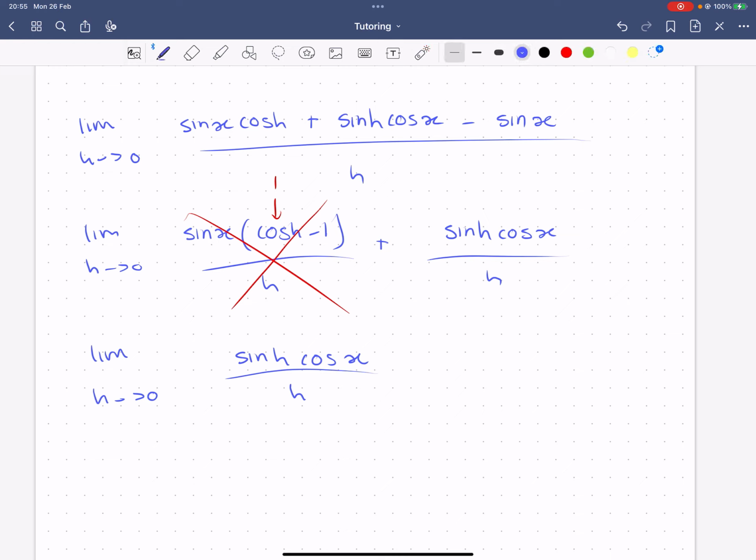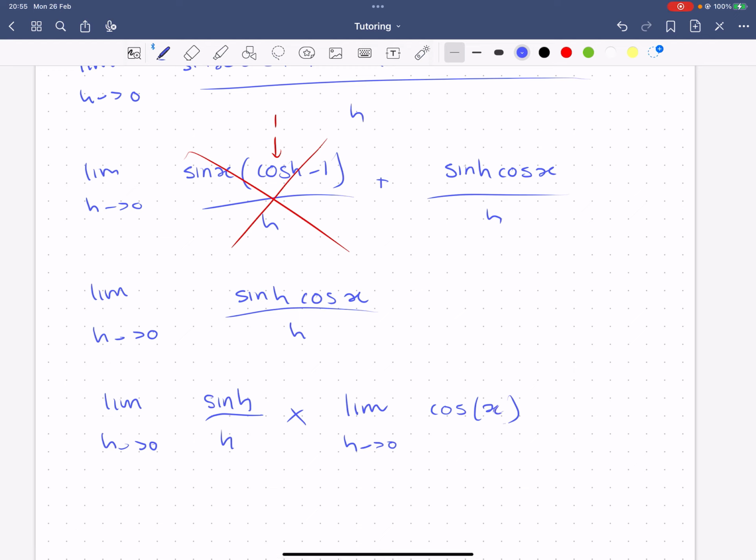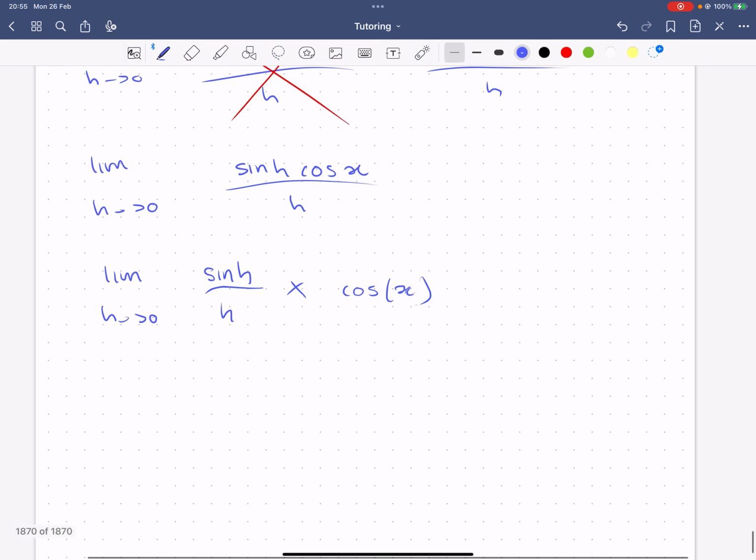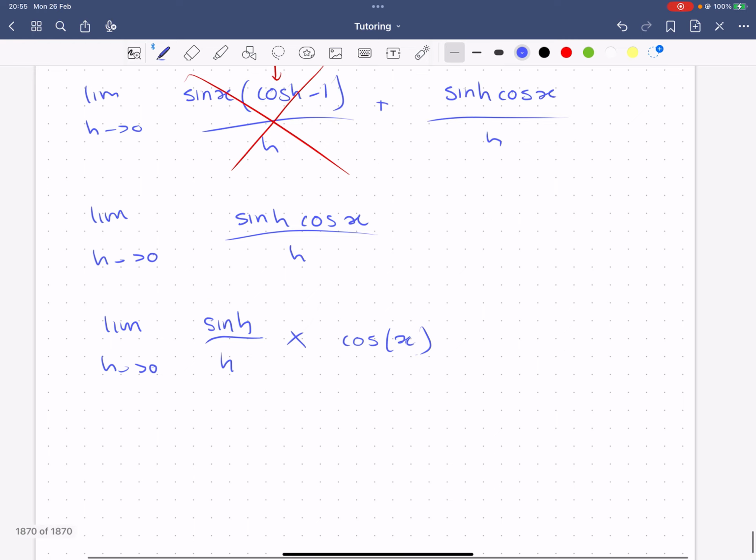We could, though, say that this is the limit as h approaches 0 of sine of h on h times by the limit as h approaches 0 of cos of x. Now, the limit as h approaches 0 of cos of x is just cos of x because there's no h in there. So we can get rid of that and state this: the limit as h approaches 0 of sine of h on h times by cos of x. Again, another problem here because we don't know what the limit as h approaches 0 of sine of h on h is.